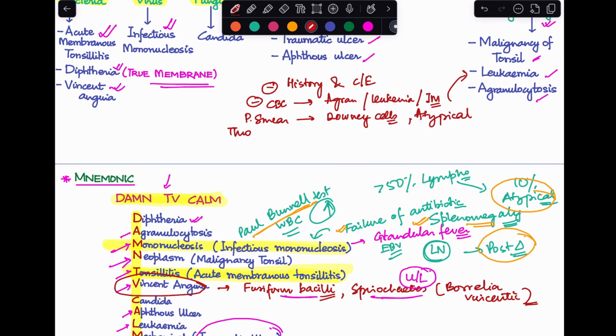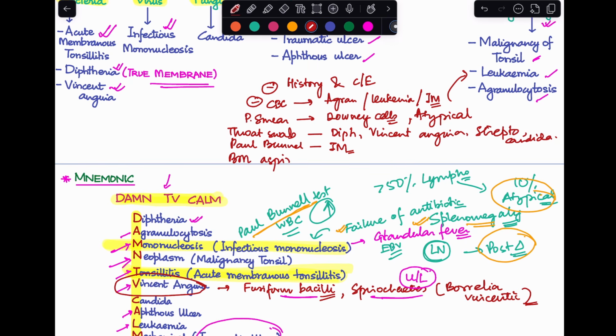Then we will also take a throat swab and culture. This will help with cases like diphtheria and Vincent angina. In diphtheria, you'll see Corynebacterium diphtheriae. In Vincent angina, you'll see the presence of fusiform bacilli and spirochetes, the Borrelia vincentii. We can see streptococcus in case of acute membranous tonsillitis. We can even diagnose candida from this. Next, we have the Paul Bunnell test, where we'll see high titers of heterophil antibody in case of infectious mononucleosis.